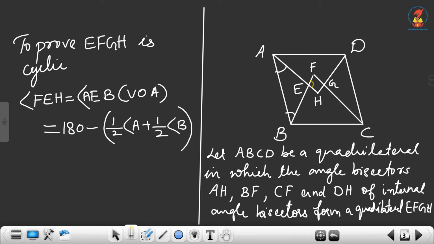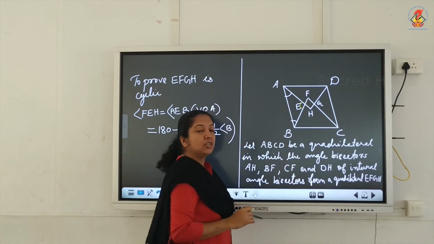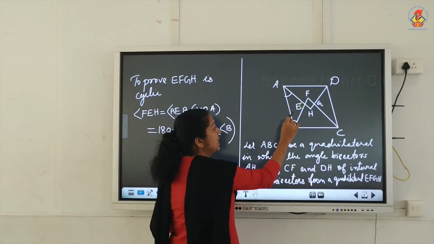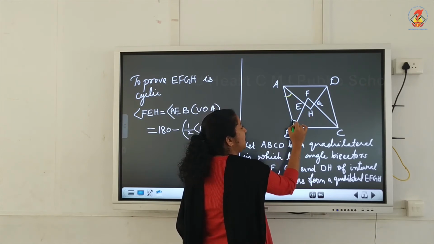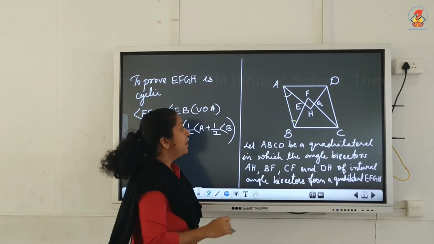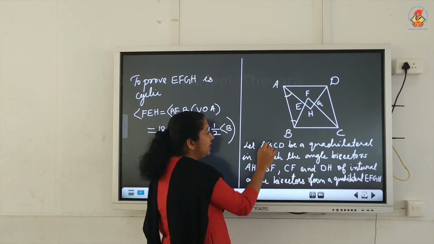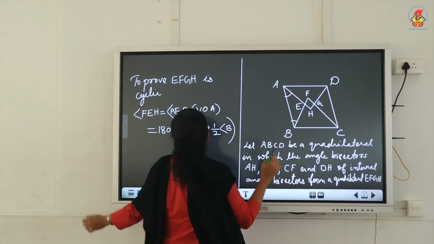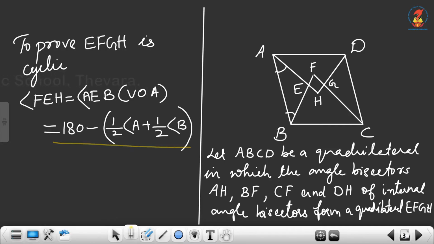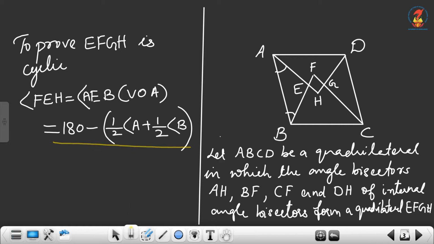I will explain this once again. We need angle FEH, which is equal to angle AEB using vertically opposite angles. This angle we can find using the angle sum property, 180 minus this angle plus this angle. But this angle is half of A because it is an angle bisector, and this is half of B. So we can write 180 minus half of angle A plus half of angle B. Similarly, we can write this also.